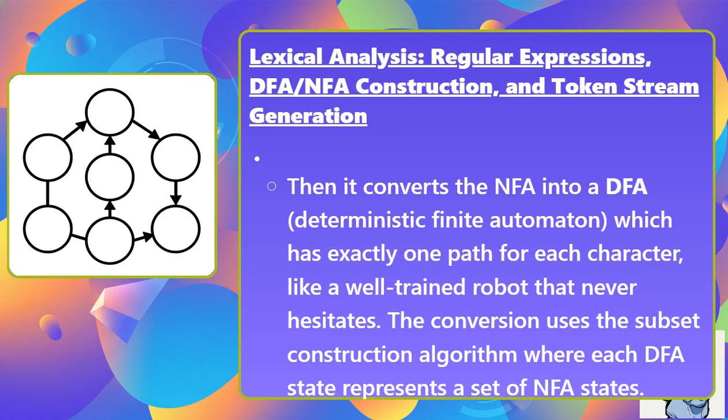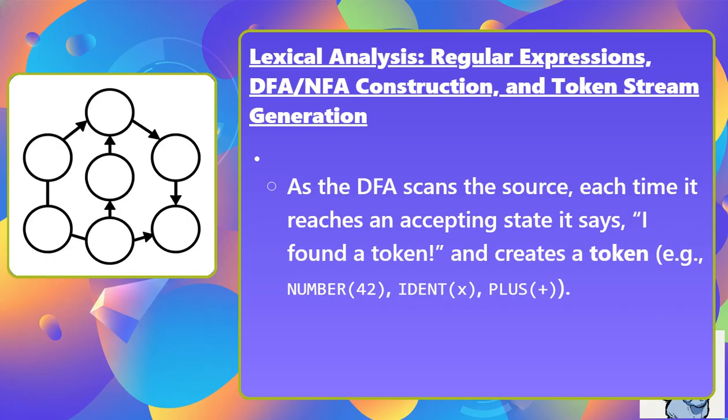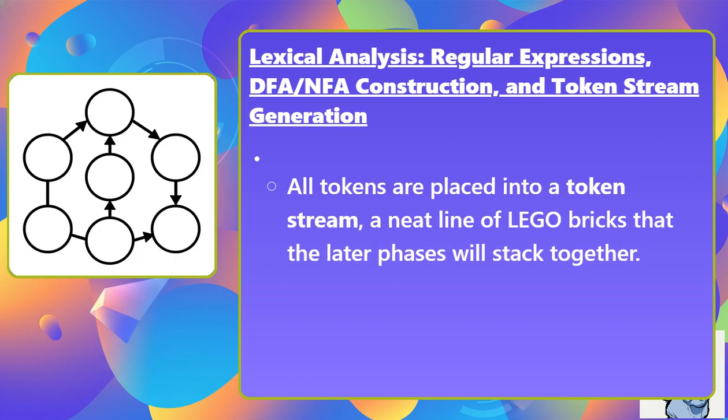Then it converts the NFA into a DFA, Deterministic Finite Automaton, which has exactly one path for each character, like a well-trained robot that never hesitates. The conversion uses the subset construction algorithm, where each DFA state represents a set of NFA states. As the DFA scans the source, each time it reaches an accepting state it says "I found a token" and creates a token, for example number 42, identifier X+. All tokens are placed into a token stream, a neat line of Lego bricks that the later phases will stack together.